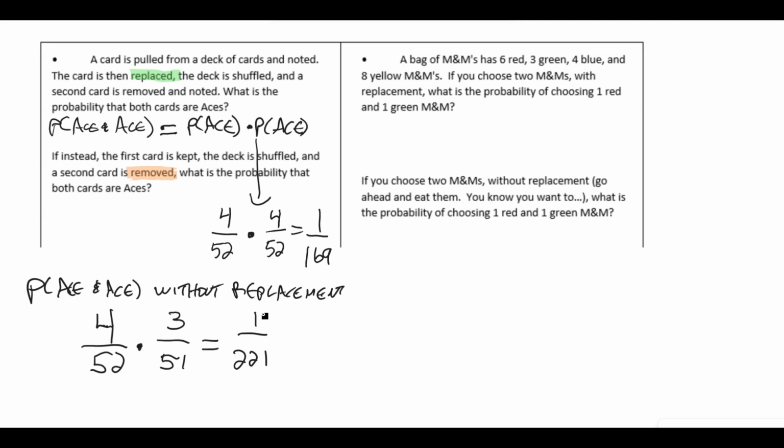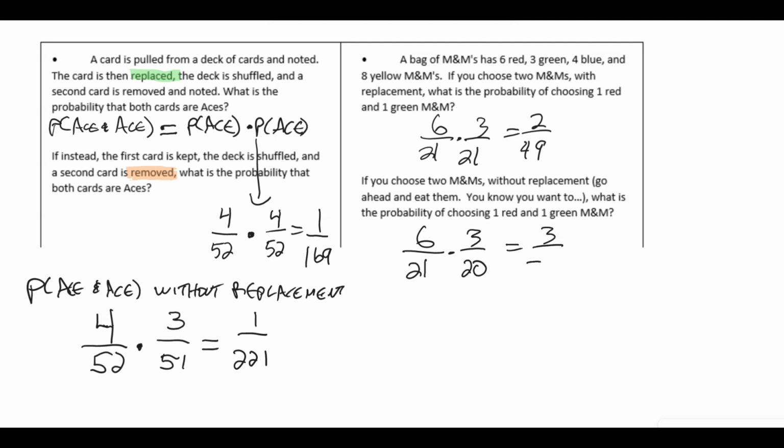Okay, for this first one, you would have 6 over 21 times 3 over 21, which reduces to 2 over 49 with replacement. Without replacement, you'd have 6 over 21 times 3 over 20, which reduces to 3 over 70. All right, I hope this helps.